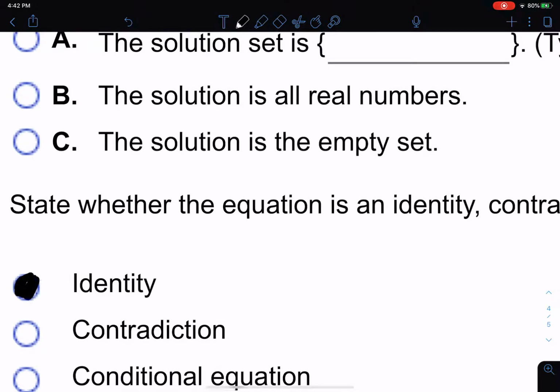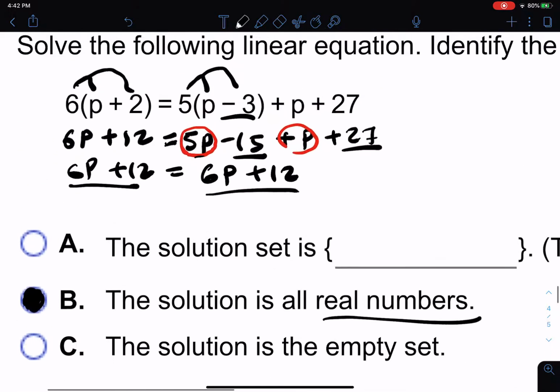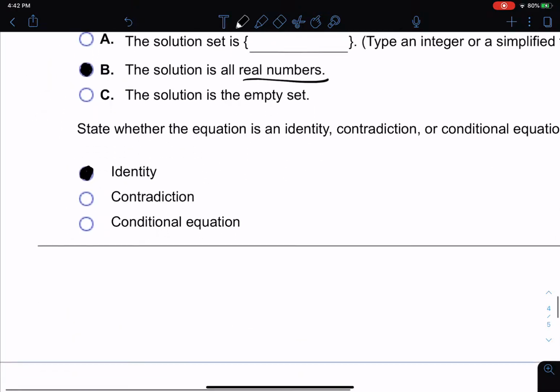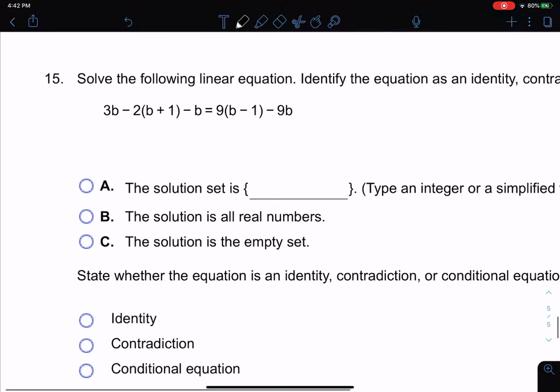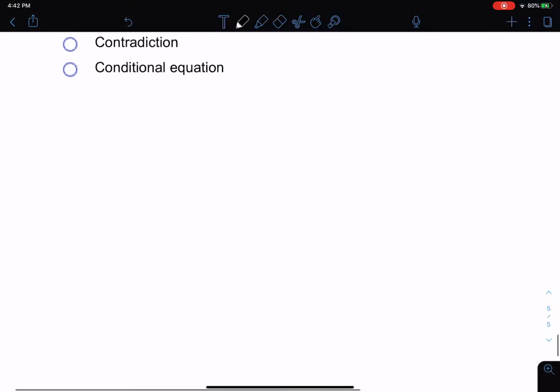And identities have all real solutions. No matter what you put in for p, the left side's going to equal the right side. Your lucky day. Okay, last one, number 15. This is the granddaddy of them all here. Let's go down here and give myself a little more space to work.